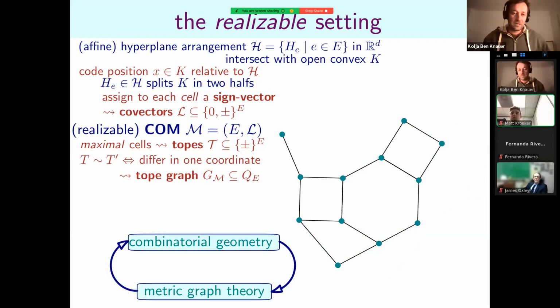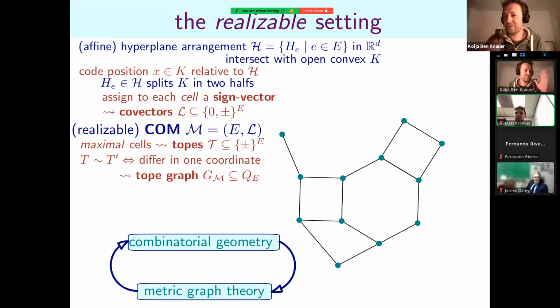And this will lead to a pretty rich interaction of combinatorial geometry and metric graph theory, because in fact, what you can see is that the tope graph entirely determines the set of covectors, so the complex of oriented matrices. So if you understand the tope graph, you understand the whole object. Okay, I will try later to explain how this works.